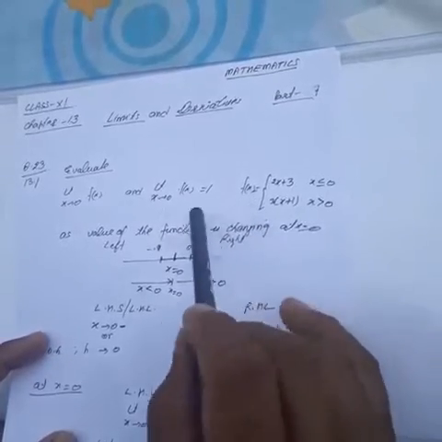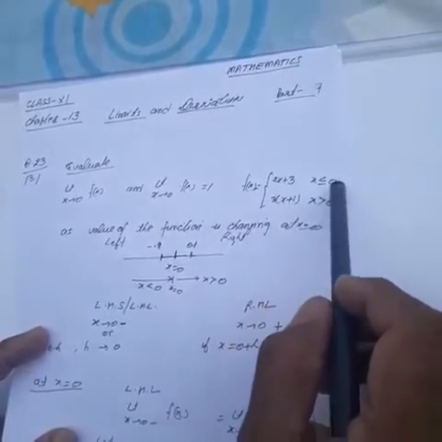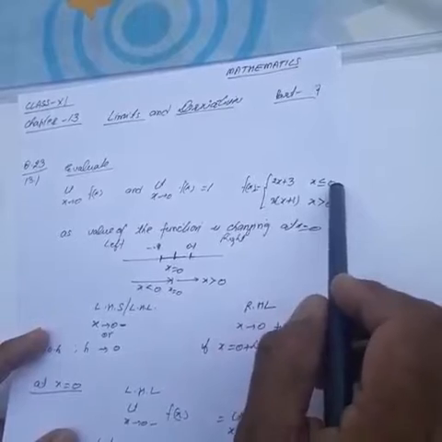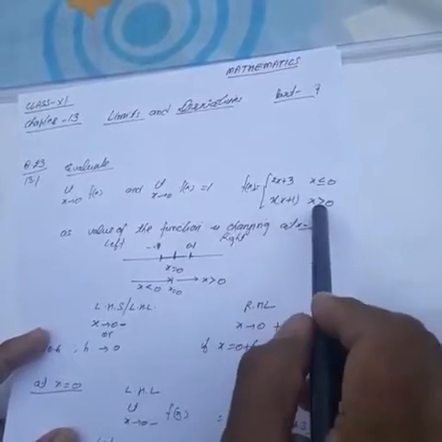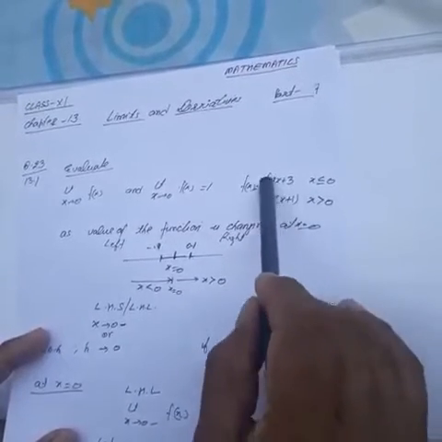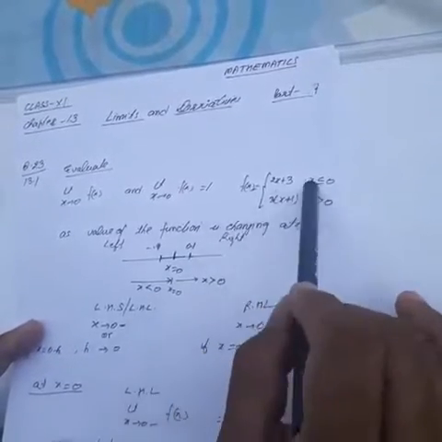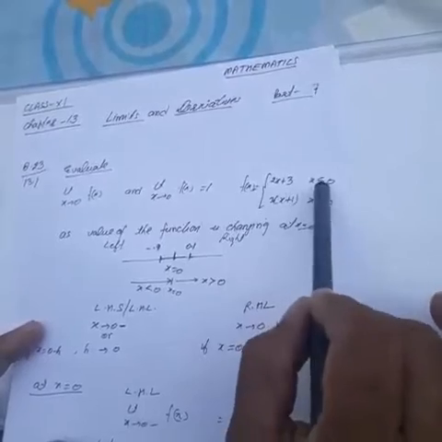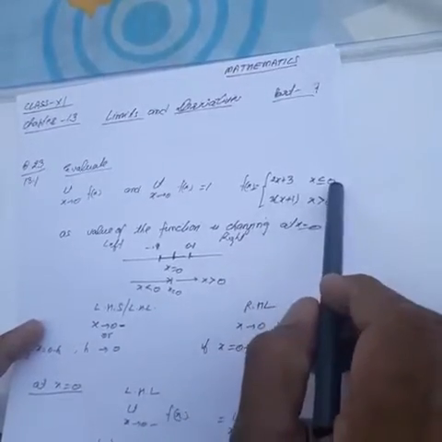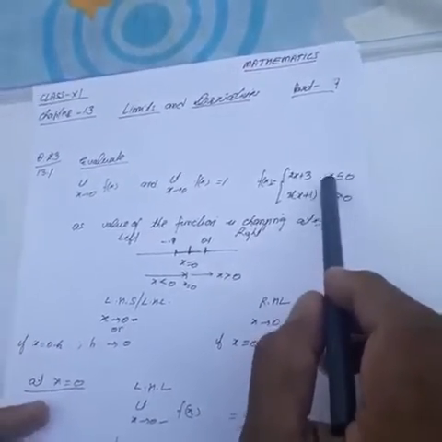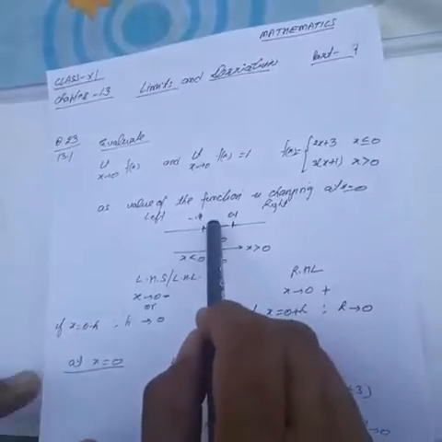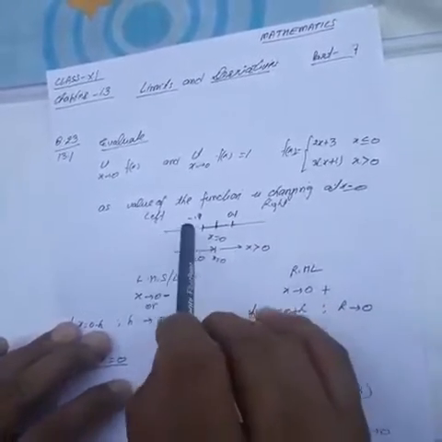It means this function is changing value at 0. At less than 0 the function is different, and at greater than 0 it is different. So the function has two different values about 0. When you cross 0 on the number line, the function changes. So in these types of questions, you have to evaluate the left hand limit as well as the right hand limit at 0.